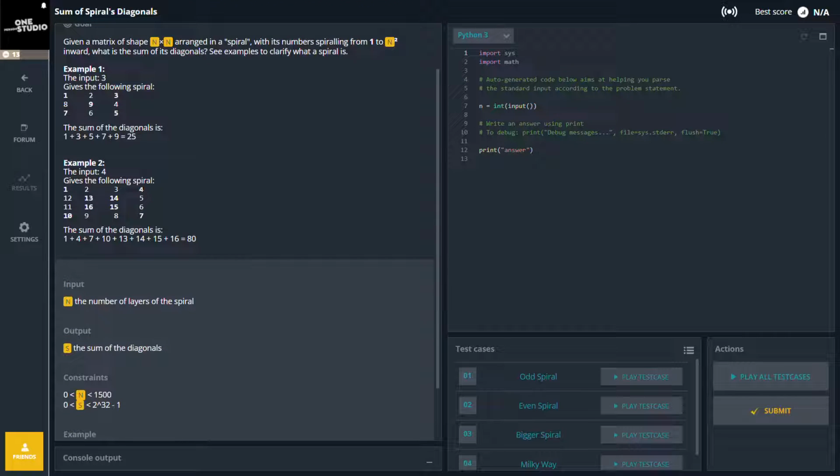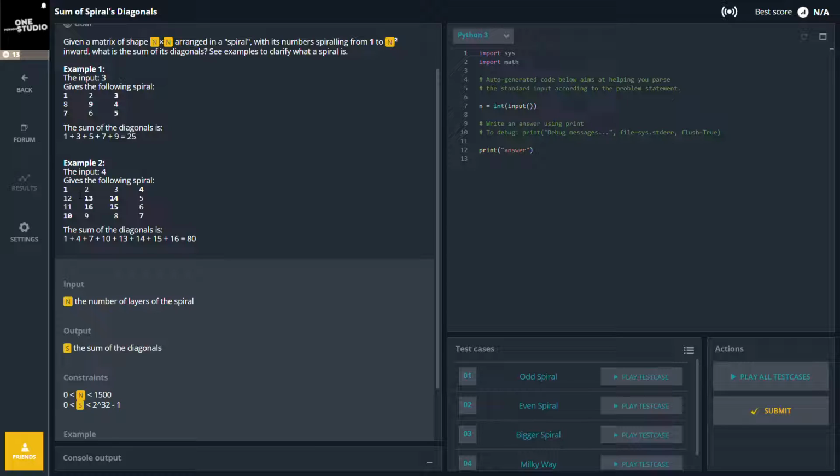For the second example, the input 4 is a 4 by 4. The sum of the diagonals is 1, 4, 7, 10, 13, 14, 15, 16, which equals 80.